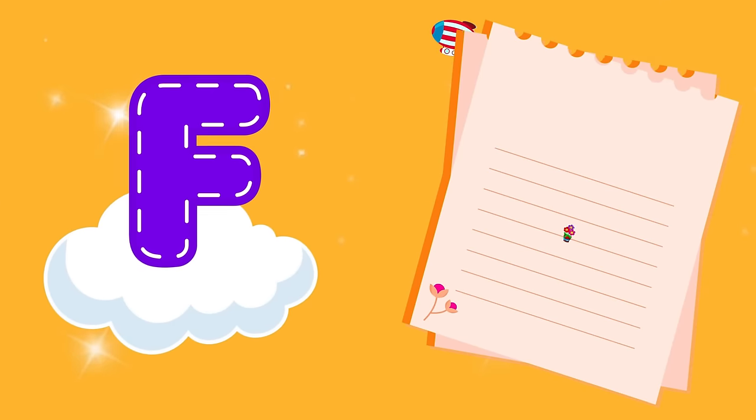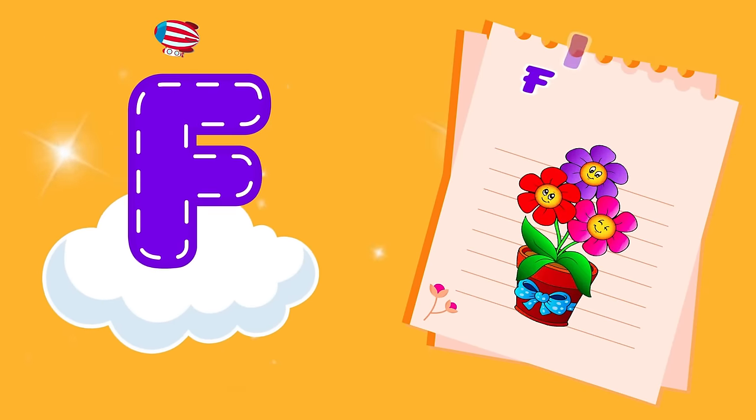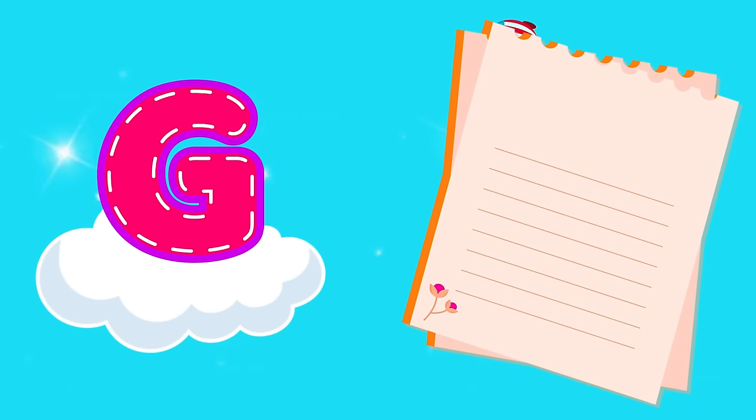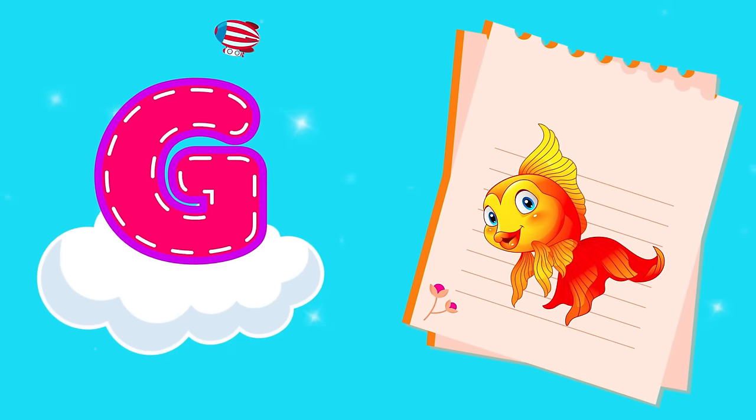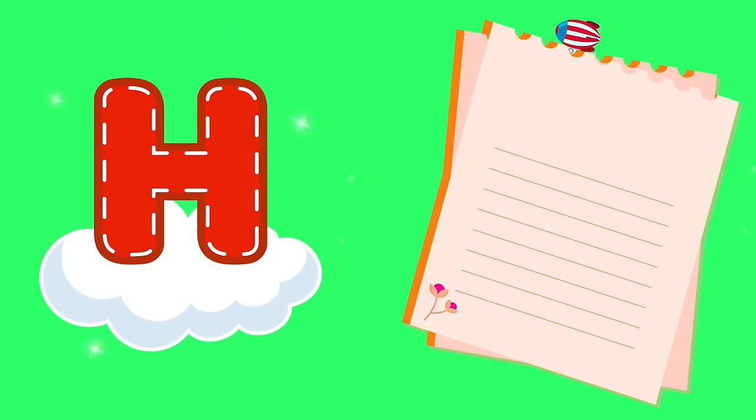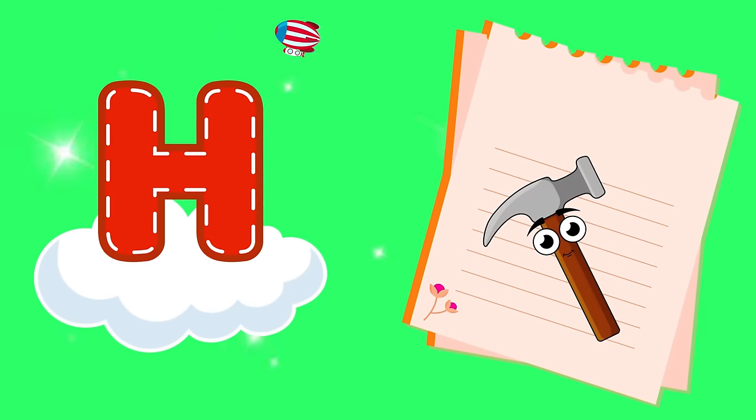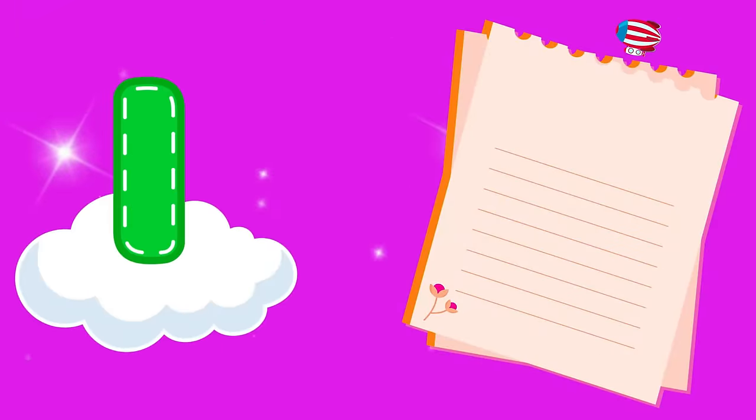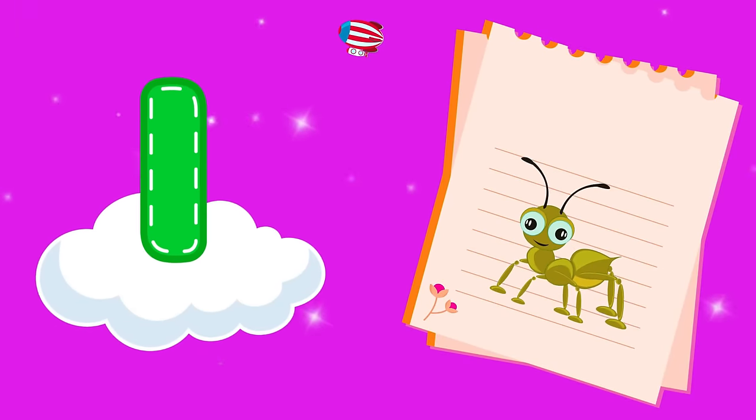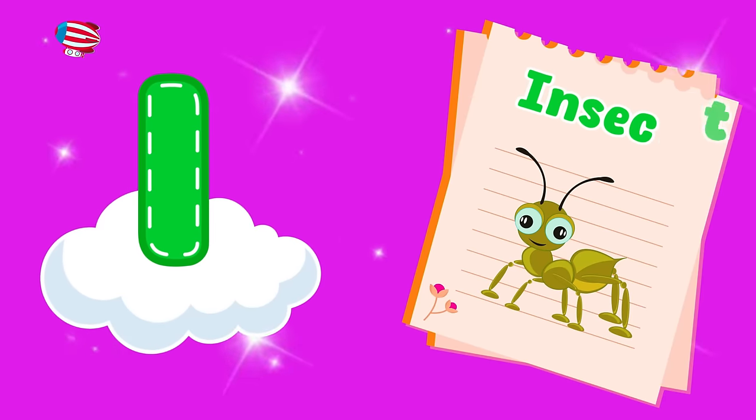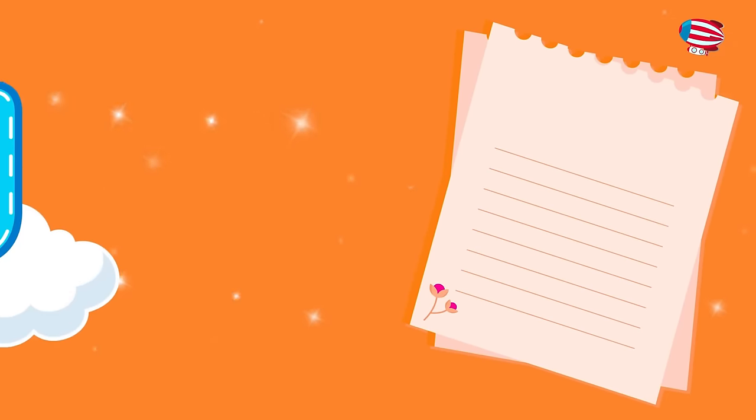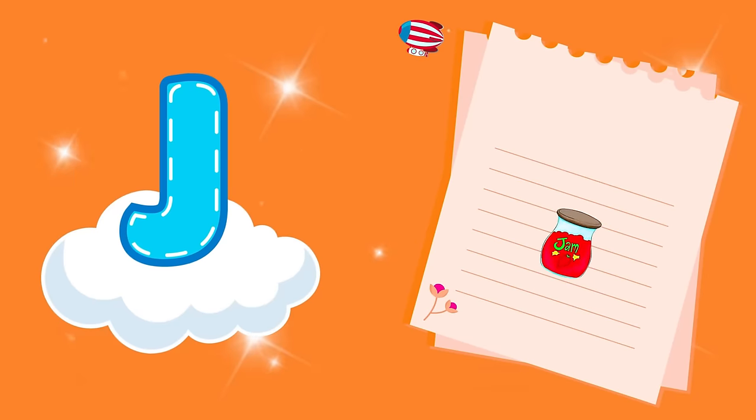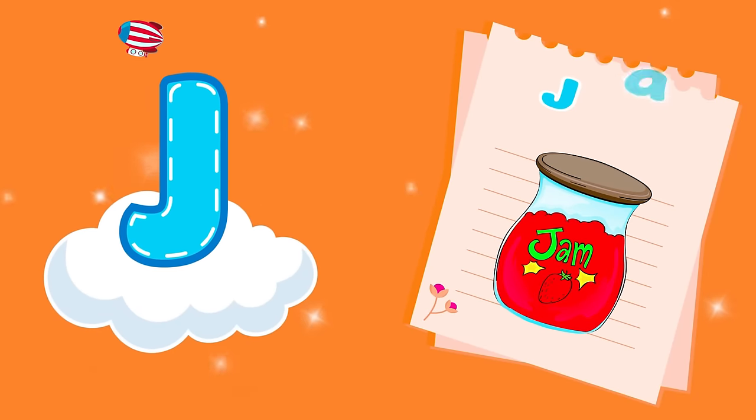F. Flower. F is for flower. G. Goldfish. G is for goldfish. H. Hammer. H is for hammer. I. Insect. I is for insect. J. Jam. J is for jam.